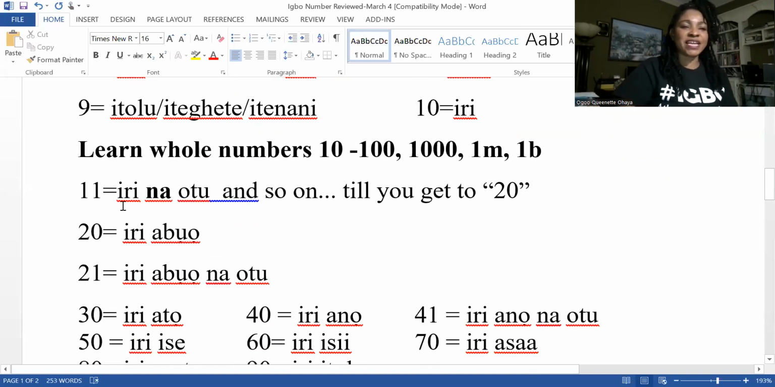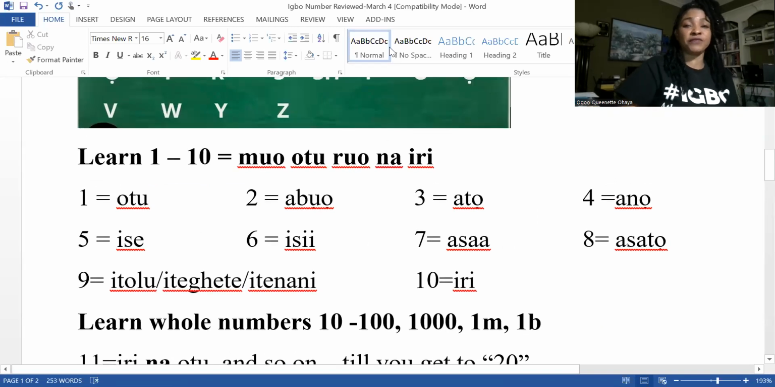Now we have iri na otu, which is, now some of you that are new, if you don't know how to say the numbers yet, let's see, it's written here. Otu, abụọ, atọ, anọ, ise, isii, asaa, asatọ, itoolu, you can say itenani, iri.